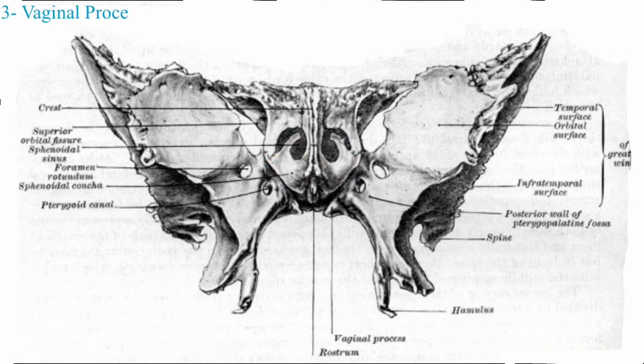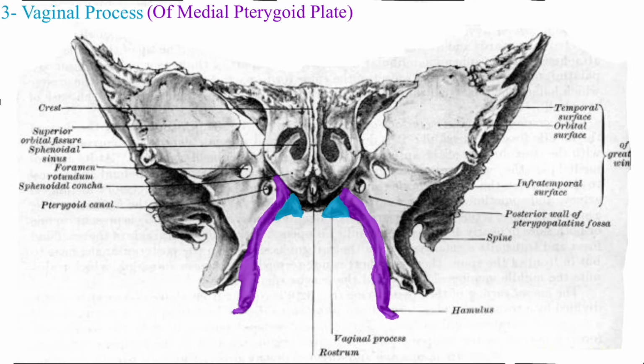Number 3. The vaginal process of the medial pterygoid plate. This is the vaginal process, and as you can see, it arises from this medial pterygoid plate. That's why it is called the vaginal process of the medial pterygoid plate.